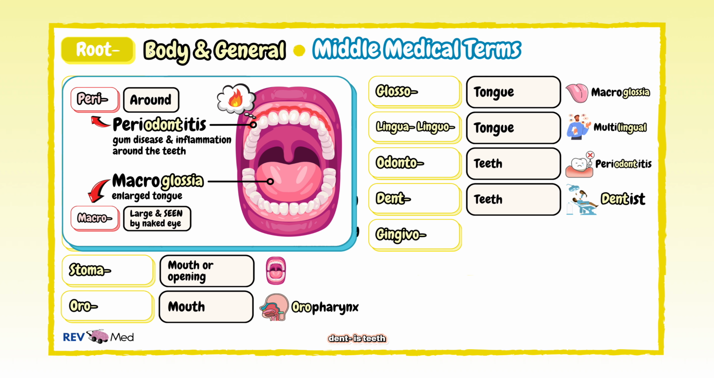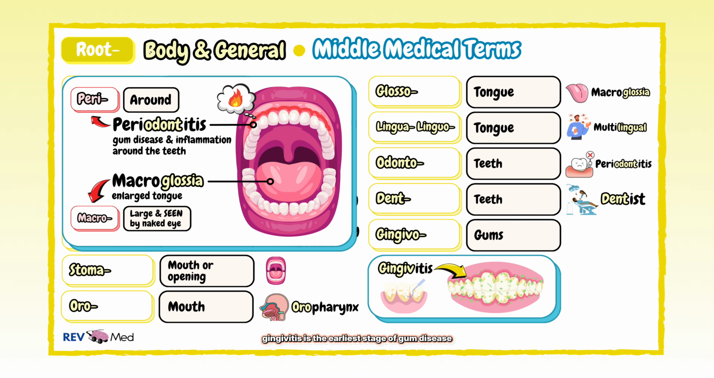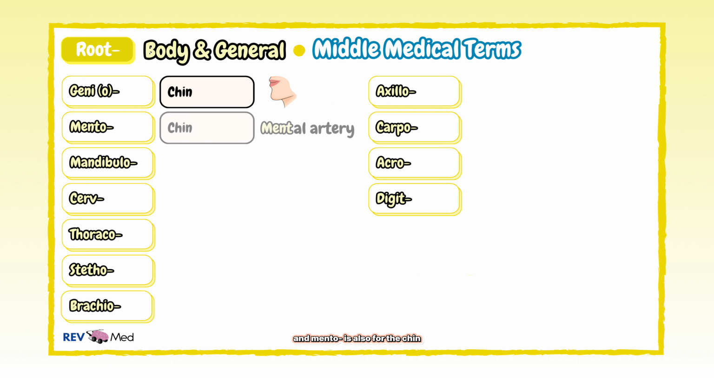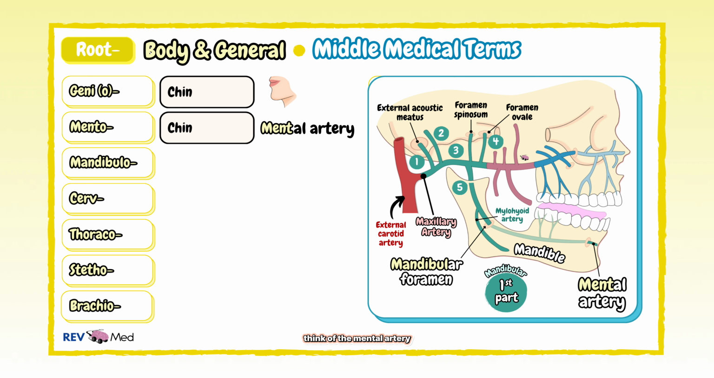Dent is teeth. Dentist, right? Gingivo is gums. For example, gingivitis is the earliest stage of gum disease. Geni is for the chin, and mento is also for the chin. Think of the mental artery, which is located near the chin and is a terminal branch of the inferior alveolar artery arising from the maxillary. Mandibulo is the root word for mandible bone.